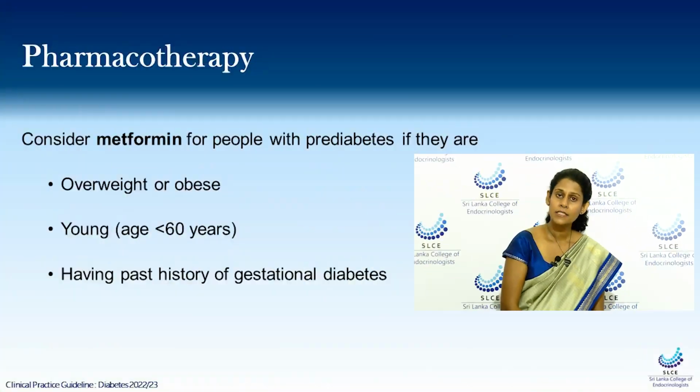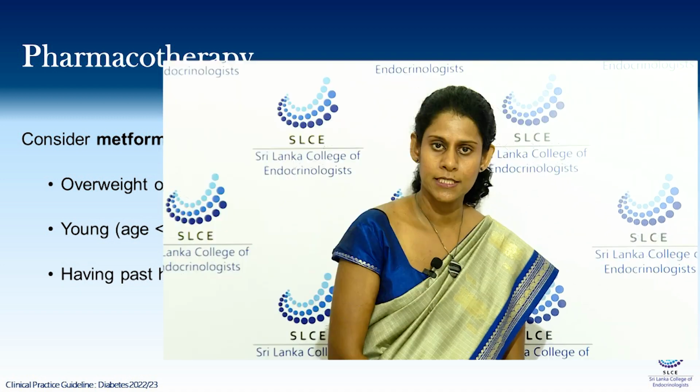What about pharmacotherapy? We can consider metformin in patients with prediabetes if they are overweight or obese, if the age is less than 60 years, and if they have a history of gestational diabetes. Studies have proven a benefit of metformin in these patient populations in prevention of the progression to overt diabetes.